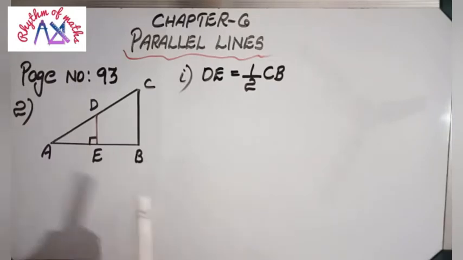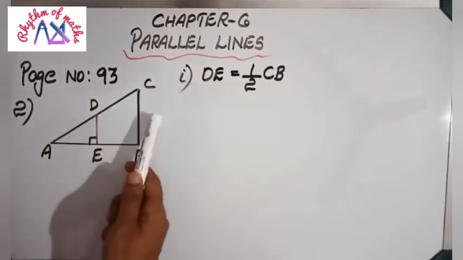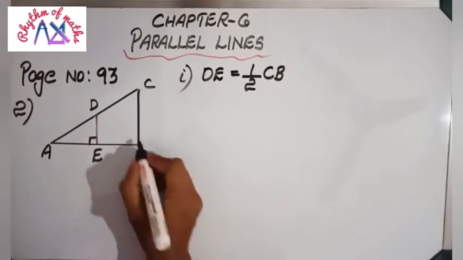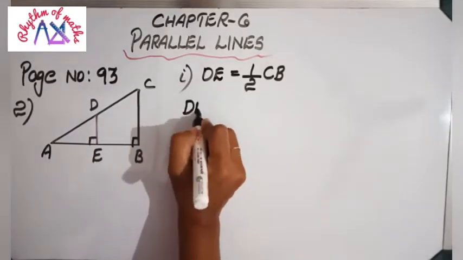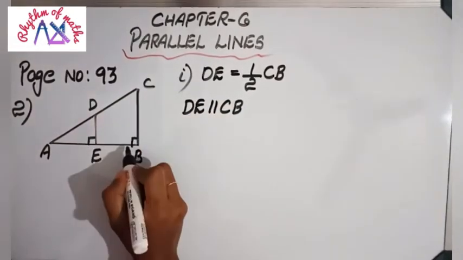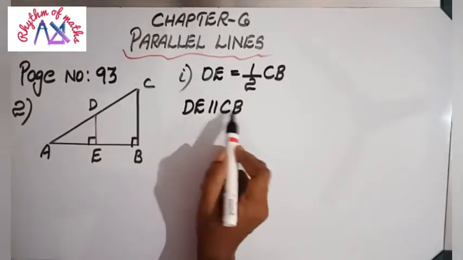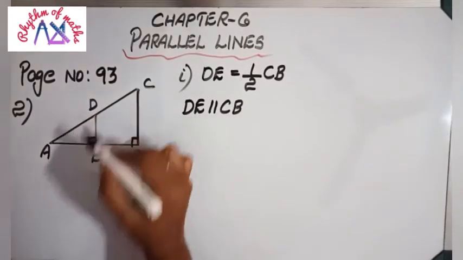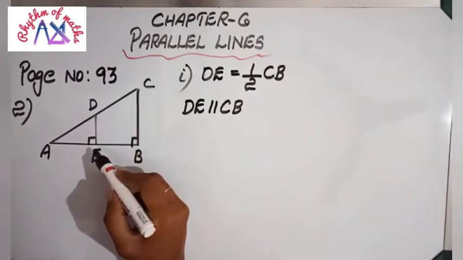Without writing any equations or any steps, you can write the answer. Because perpendicular means CB is also perpendicular, a 90-degree line. So these two are 90 degrees, which means DE is parallel to CB. Two lines perpendicular to the same line will be parallel. And in these two parallel lines, if D is the midpoint, then E will also be the midpoint.